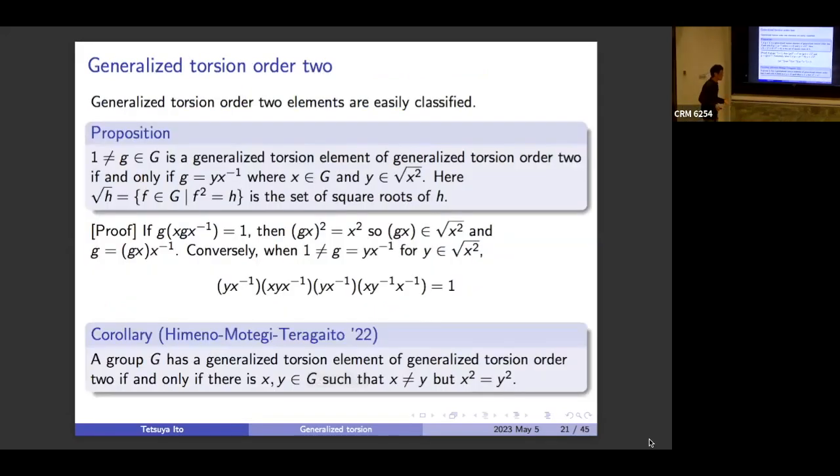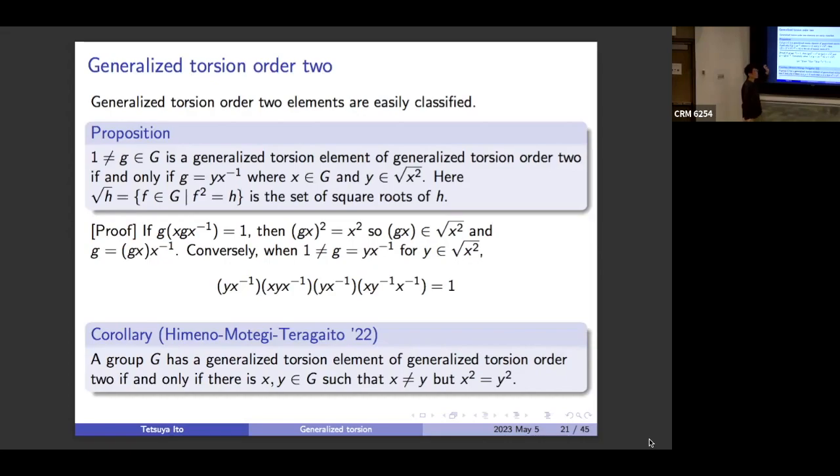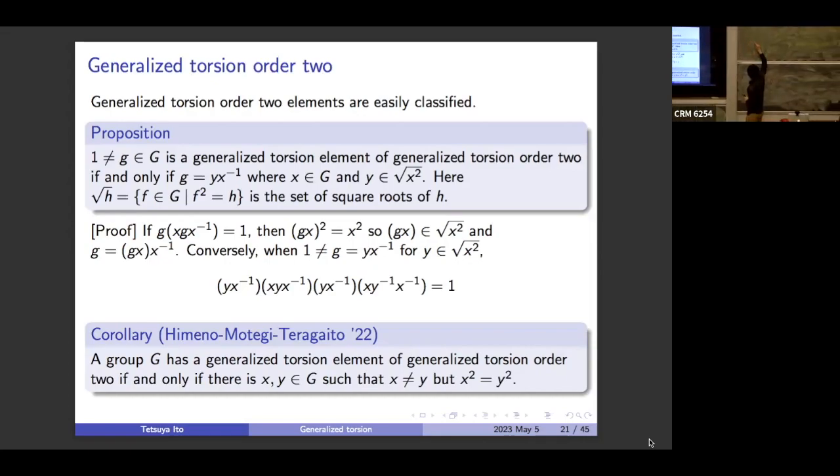First of all, let us look at the simplest case, a generalized torsion element of order 2. This is the easiest case, and generalized torsion order 2 elements are easily classified. Let g be a generalized torsion element of generalized torsion order 2. Then such an element is described as g equals y x inverse, where y is a square root of x squared. I mean that x squared is y squared.